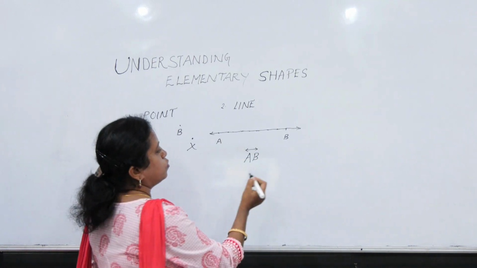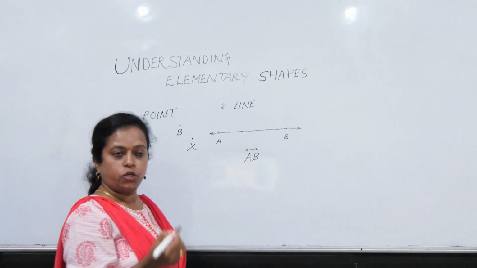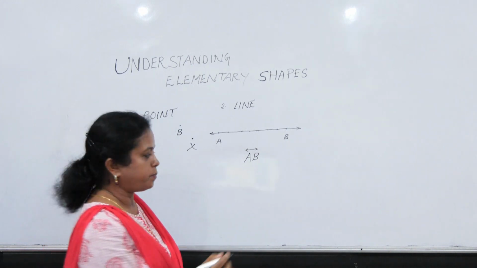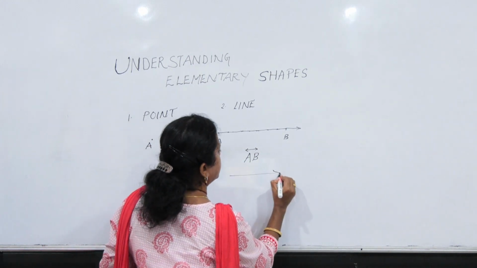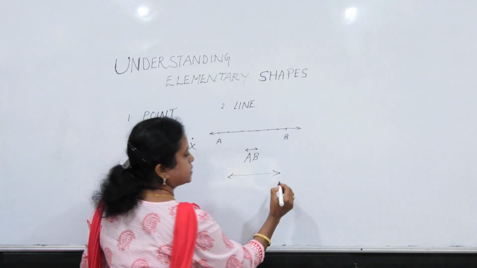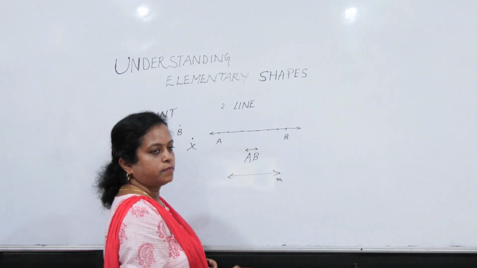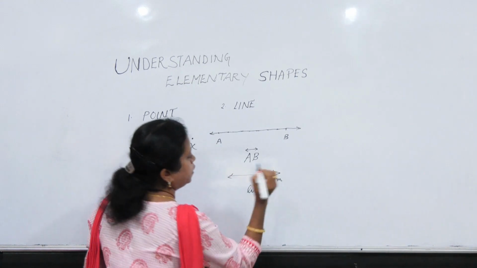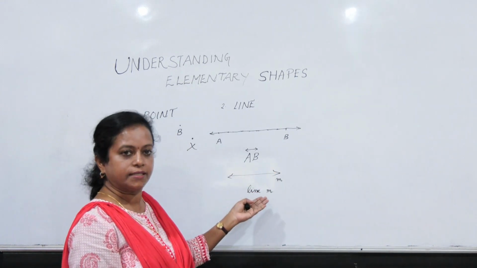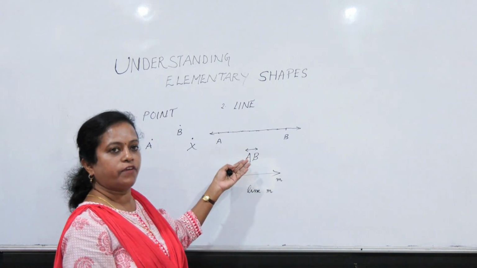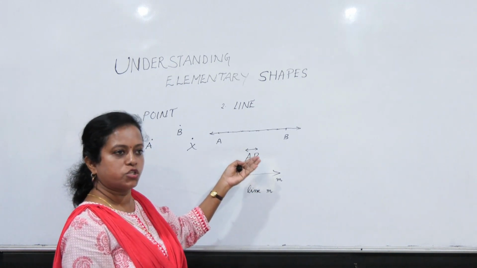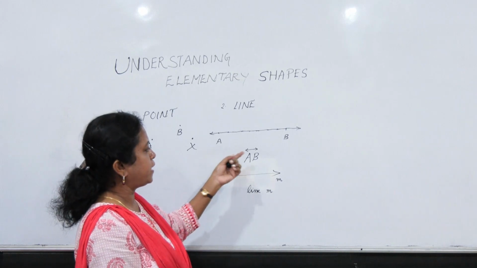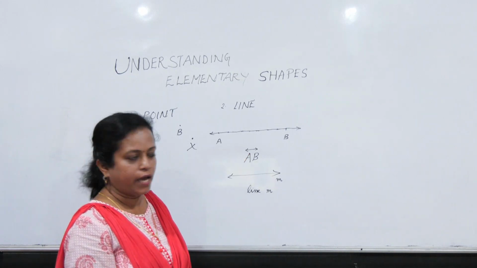Clear? तो और एक तरीका है line को represent करने का. You can also represent it by using a small letter and I can write it, name it as line M. Usually हम ये तरीका ज़्यादातर नहीं use करते. Mostly the way of denoting a line is by using two capital letters and the symbol is a double-headed arrow.